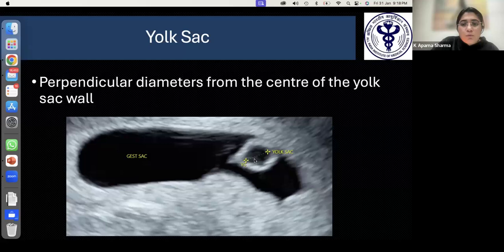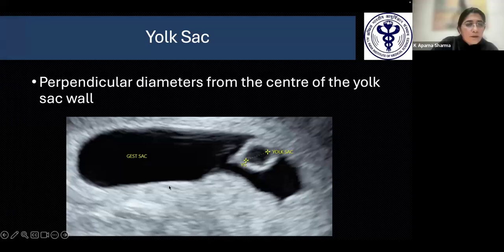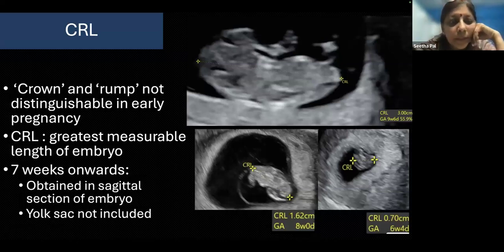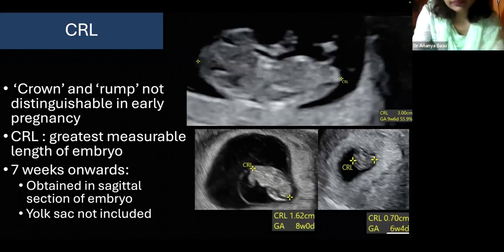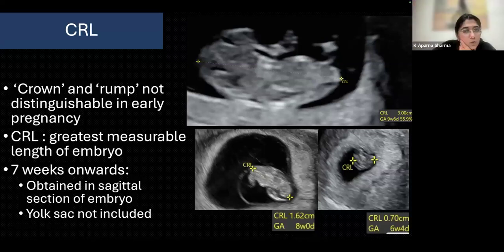We just want to say that it has to be from the inner to inner measurement of the yolk sac. Ananya, maybe you can switch off your video and talk, because your network is poor. Carry on. Am I audible? Yes, you are.